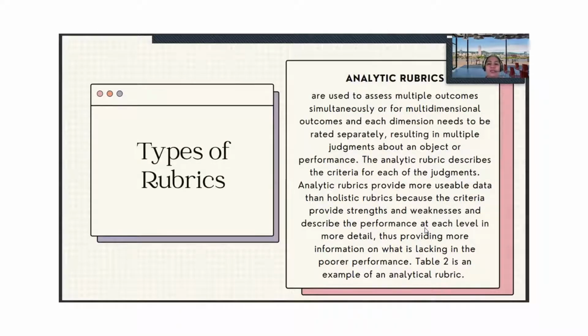So the second one is analytic rubrics. So what is actually analytic rubrics? These are used to assess multiple outcomes simultaneously or for multidimensional outcomes, and each dimension needs to be rated separately. So it results in multiple judgments about an object or performance. So in analytic rubrics, ito yung sinasabi ko kanina na medyo critical siya. Why? Kasi marami siyang outcomes na i-measure. So hindi lang siya isa.